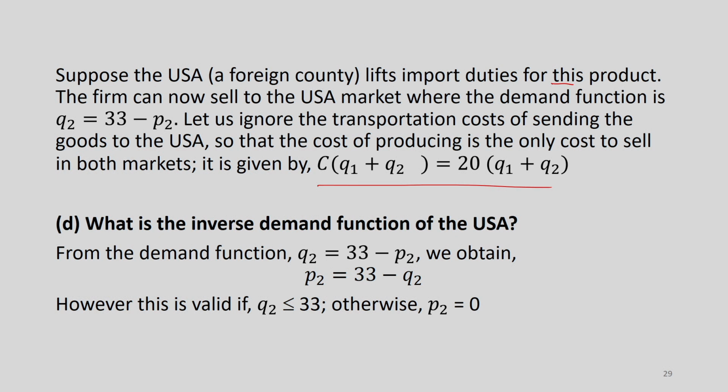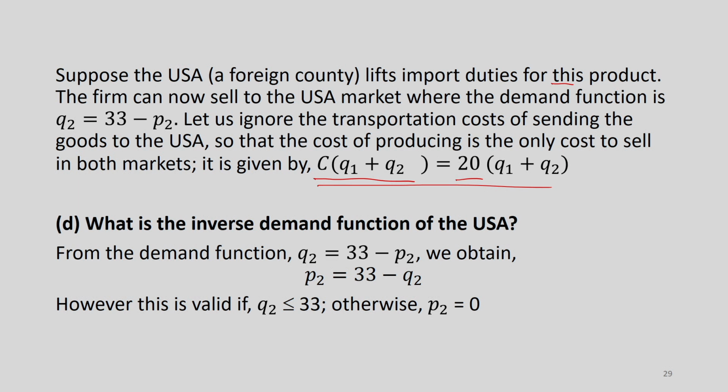So, basically it means that it does not matter where your good is being sold, the cost of production is same. So, we are ignoring the cost of sending the goods to the foreign country, and the cost is just 20 maybe rupees per unit, right, and there is no fixed cost. So, the total cost of producing Q1 plus Q2, total amount of output, is equal to 20 multiplied by (Q1 plus Q2).